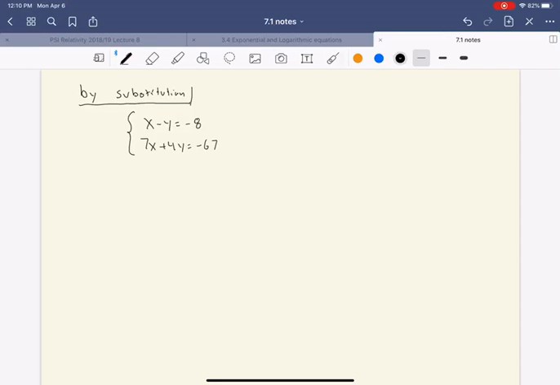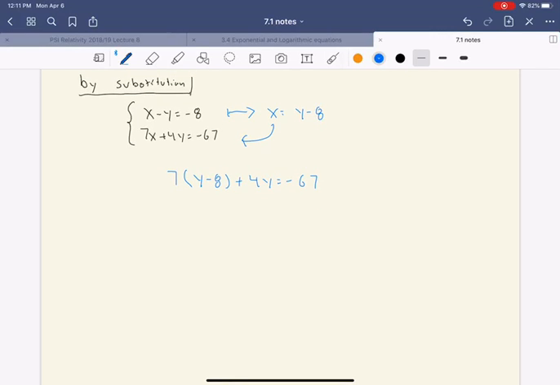Okay, so we're going to go ahead and solve this. We're going to get x by itself. x equals y minus 8. And then we're going to plug that into that expression. So 7, and instead of x, we're going to write y minus 8, plus 4y equals negative 67.